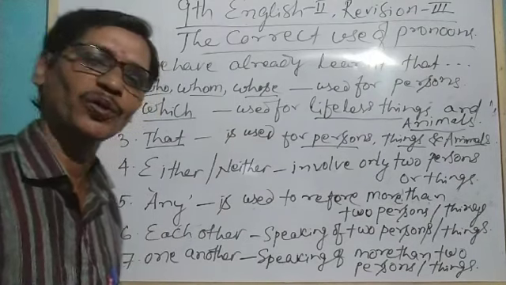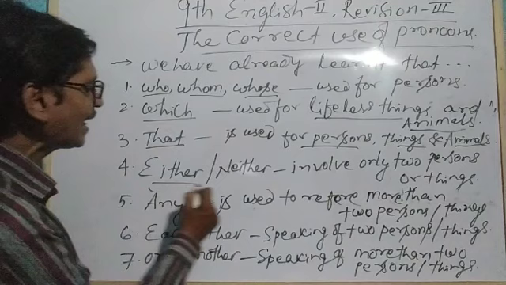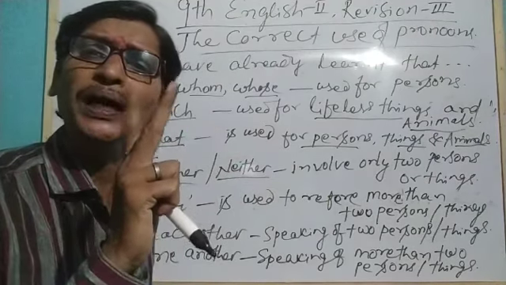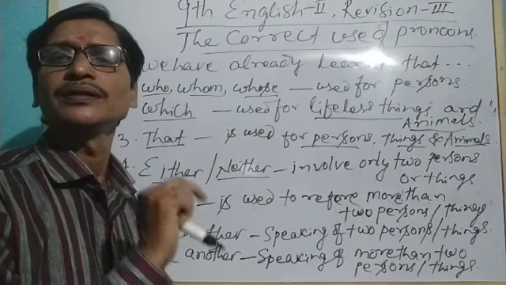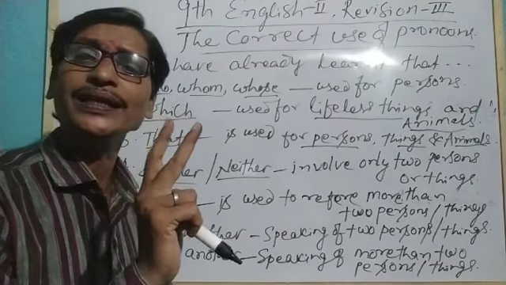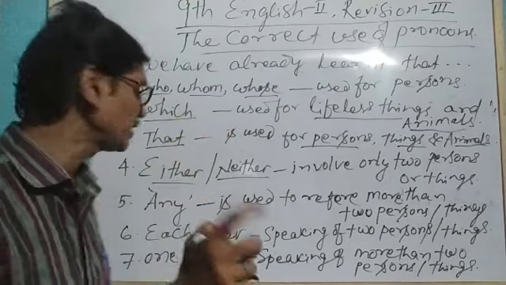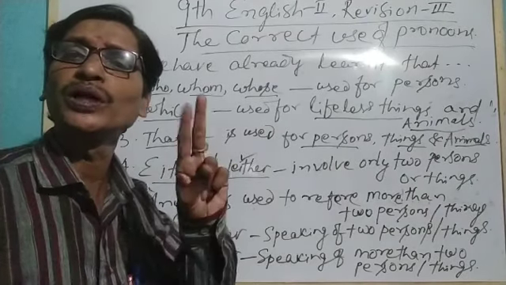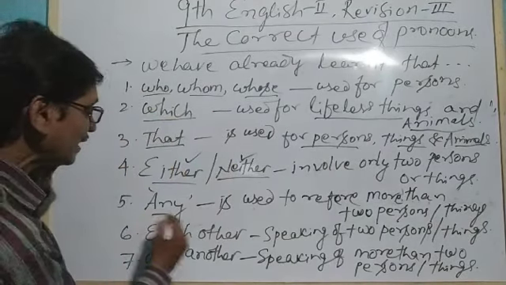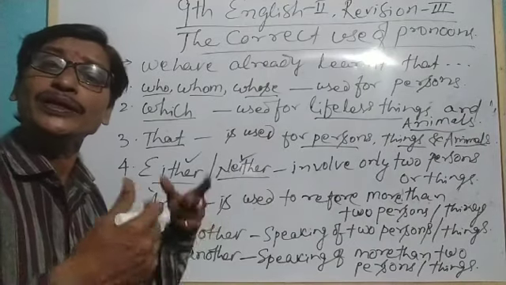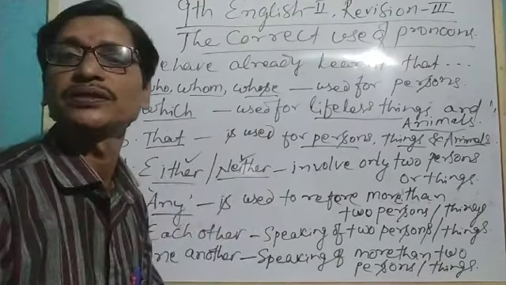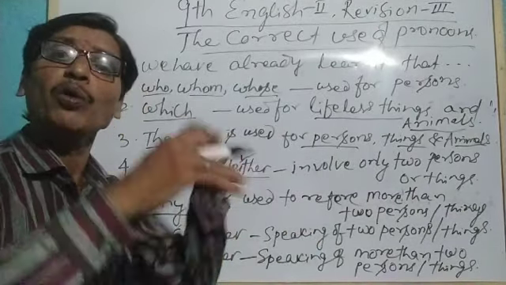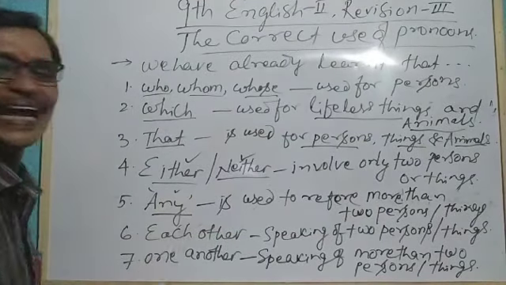Also a relative pronoun. Similarly, either and neither always speak about the involvement of two persons. When we think of the involvement of two persons, we can use either or neither. It speaks of the involvement of only two persons. Similarly, any can be used to refer to more than two persons. Where there are more people, more persons, not exactly two, we use any.